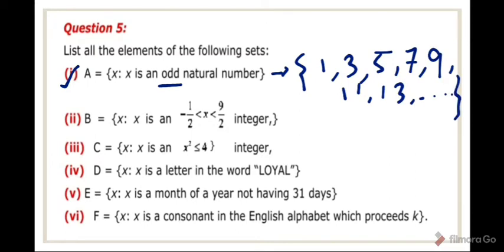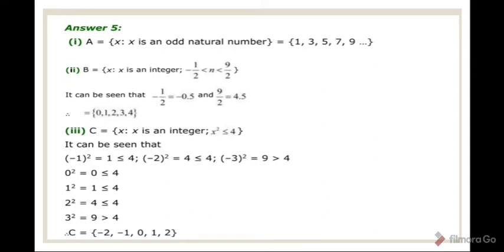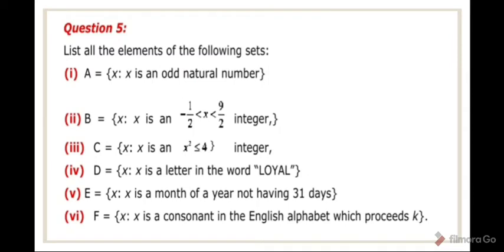That means the list of all elements of the set will be 1, 3, 5, 7, 9, 11, 13, 15, 17 in this way. These are all odd natural numbers, and they will be the elements of set A. So let's check the solution. As you can see, you just have to write the set in roster form: 1, 3, 5, 7, 9, 11 and so on. These are the elements of set A.